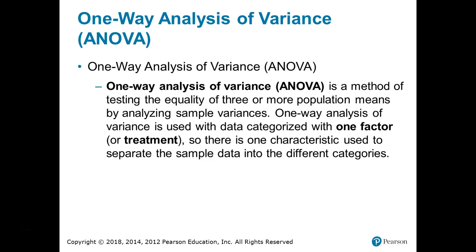So one-way analysis of variance is a method of testing the equality of three or more population means by analyzing sample variances. So pretty much you have three different samples and you have the mean of each of them, and you want to test the claim that the populations of those three samples have the same exact population mean. Okay?